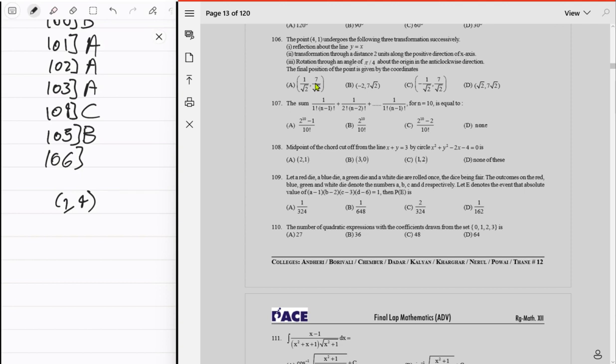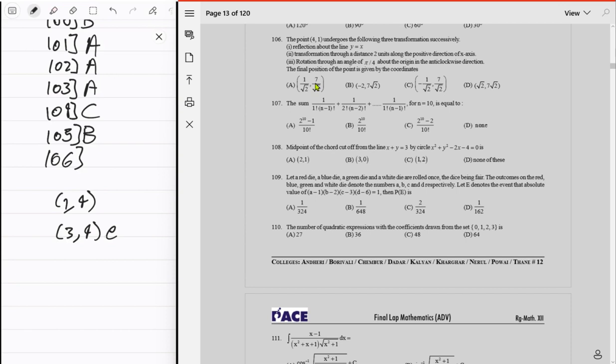Reflection about y equal to x. Transformation through a distance... I think they are saying translation. Distance 2 units along the positive direction of the x-axis. So basically it becomes 3, 4. Then after that, rotation through an angle of pi upon 4 about the origin in the anti-clockwise direction. Okay, so multiply by e to the i pi upon 4.